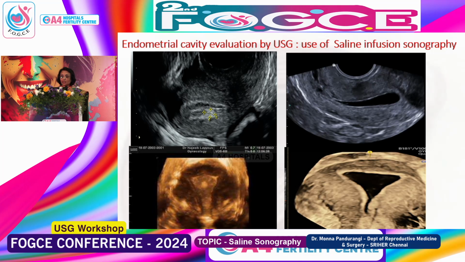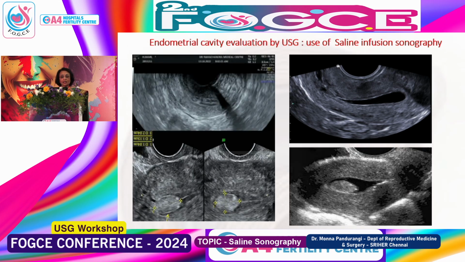But if you do a saline infusion sonography or a hysteroscopy, you will not see them, because these are within the functional layer of the endometrium, not projecting into the cavity, and you will miss them. So they don't have to be removed. That's how the saline sono infusion evaluation will help us. So polyps are structures which are present within the uterine cavity and not within the functional layer of the endometrium. That's very important to know.